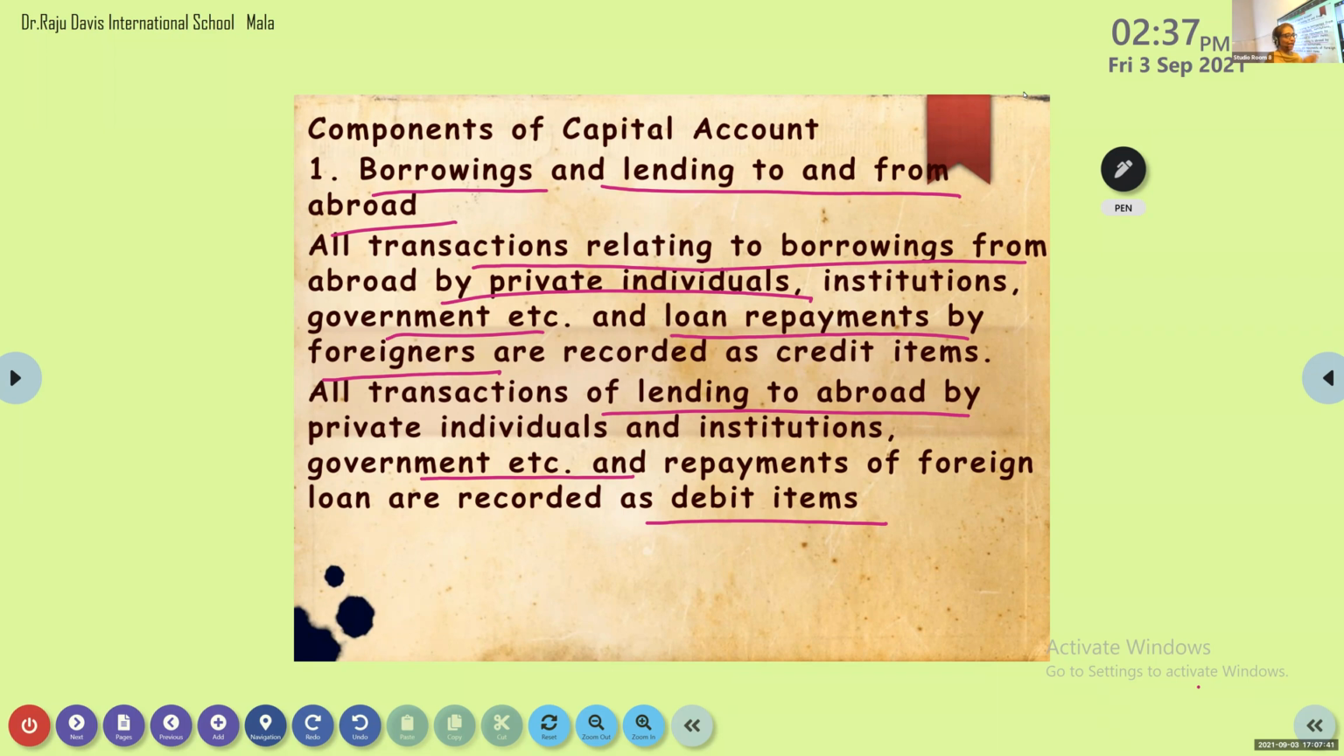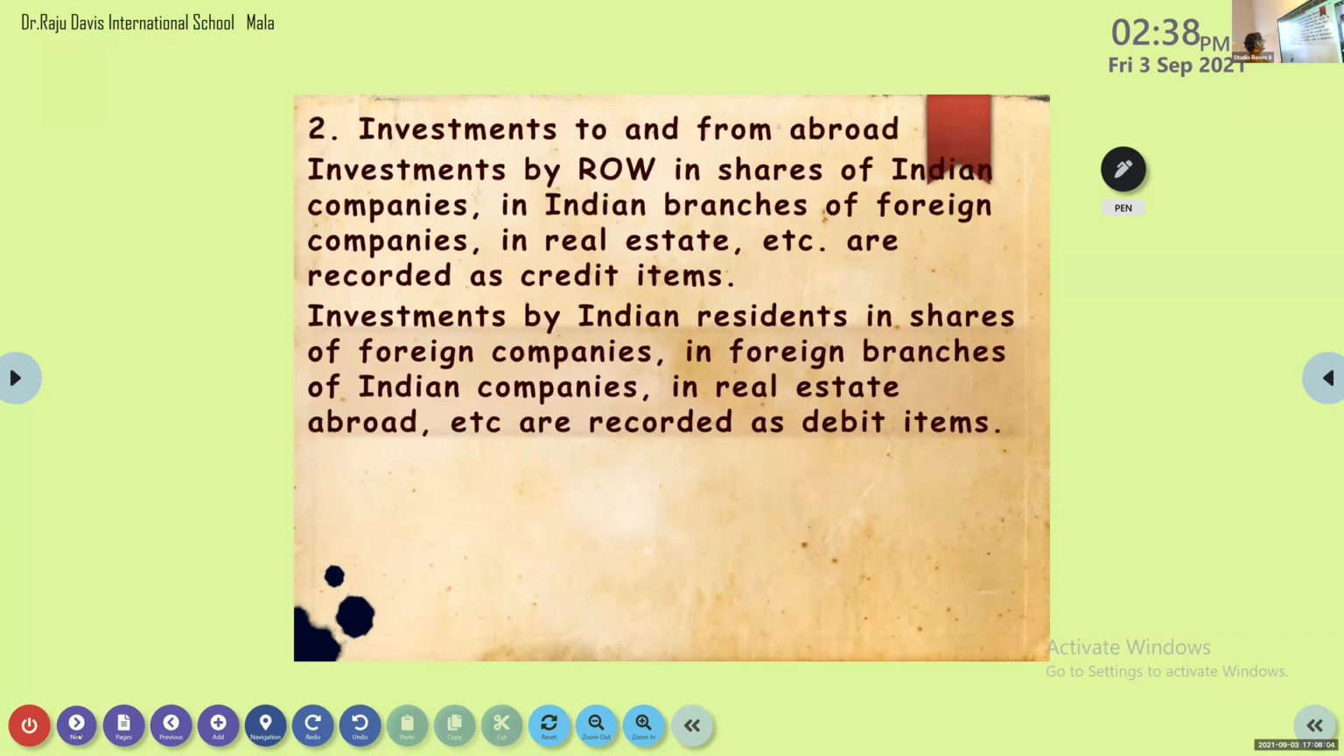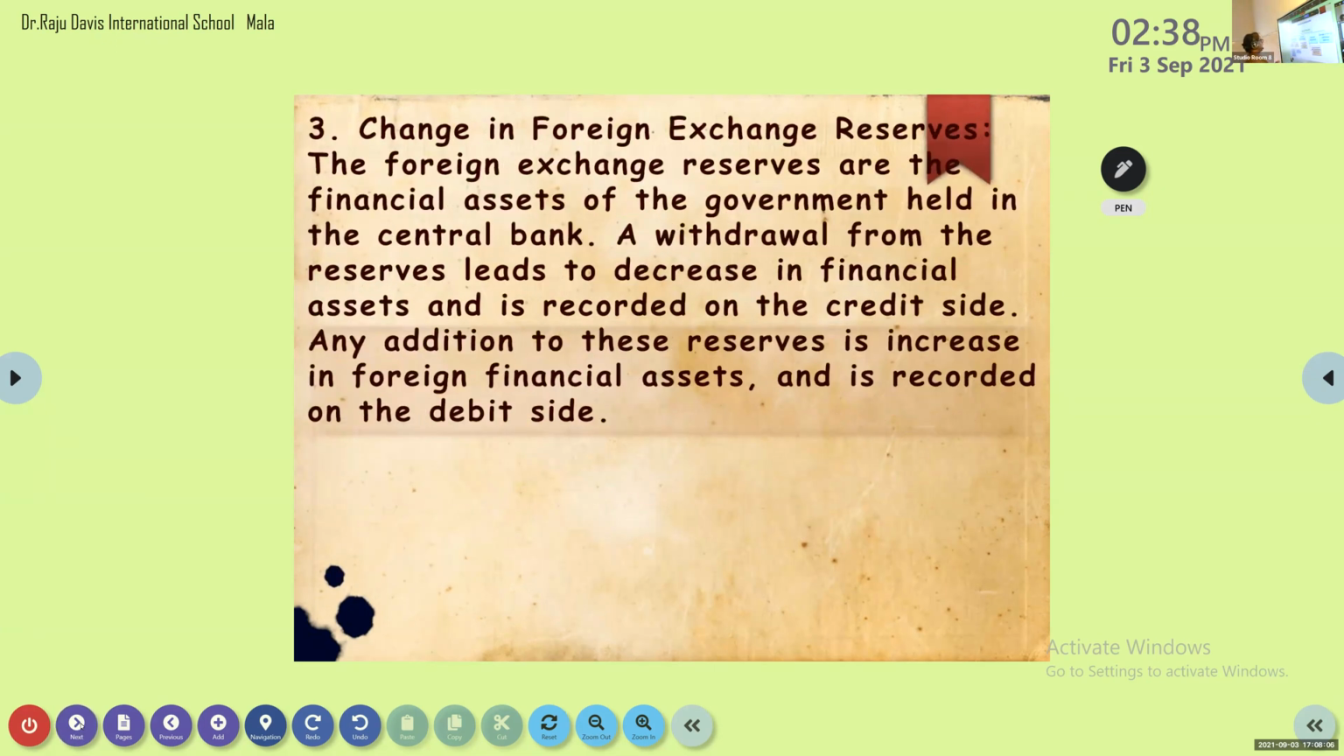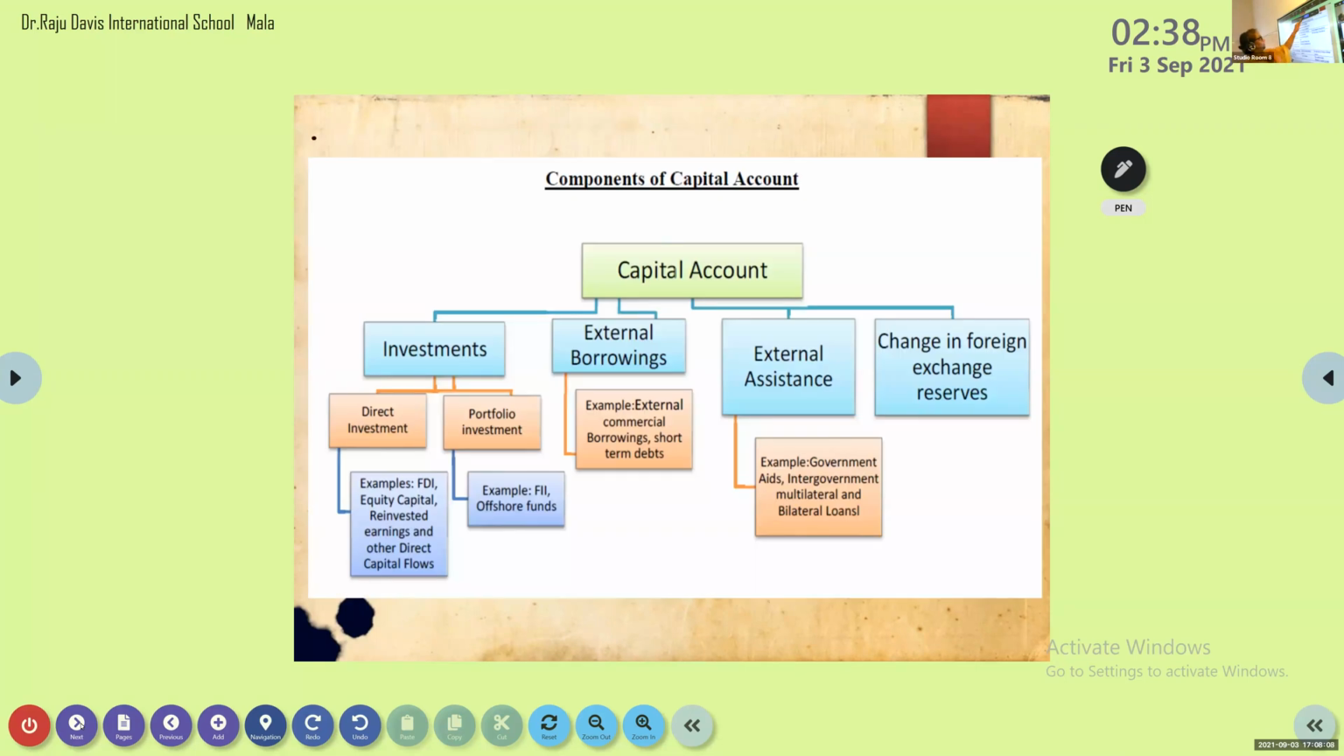Is it a liability or an asset? Asset. It is an asset. Okay. So on the credit side, there can be liability and asset. On the debit side also, there can be a liability and asset. Once more, I'll take that. Yes, here, you see.